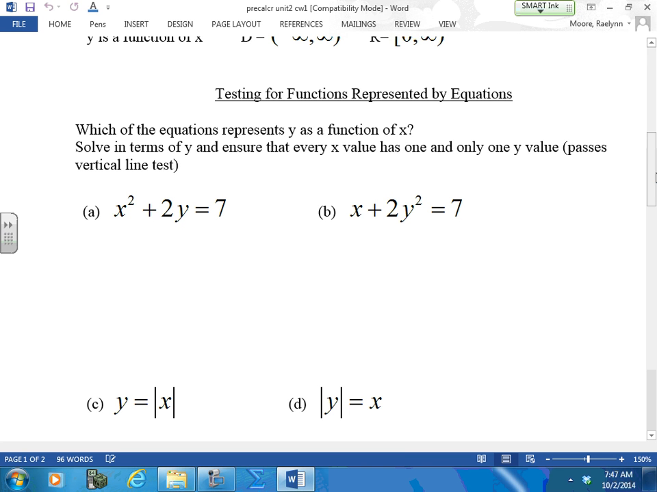And just kind of zoom in and look at the screen. Usually they give you a picture. Just zoom in and make sure your screen is good.